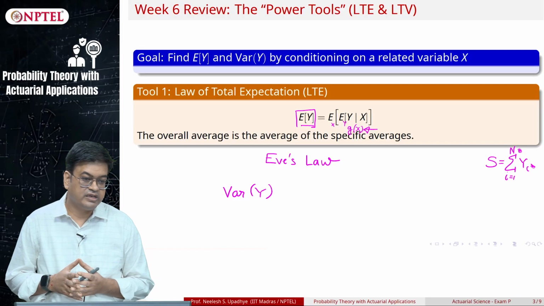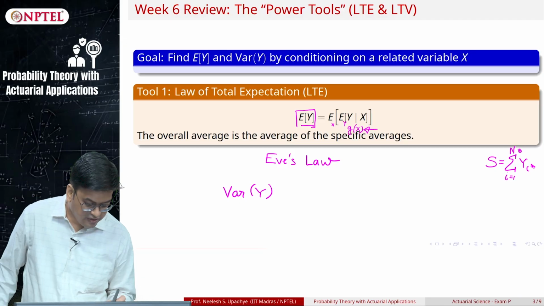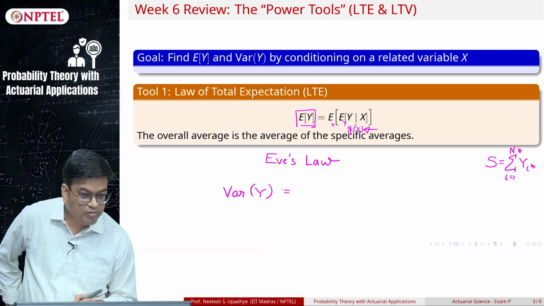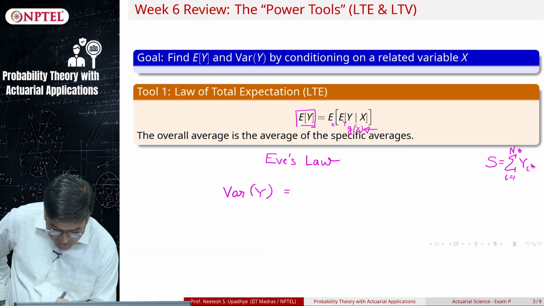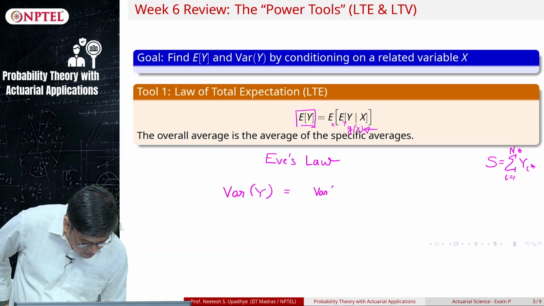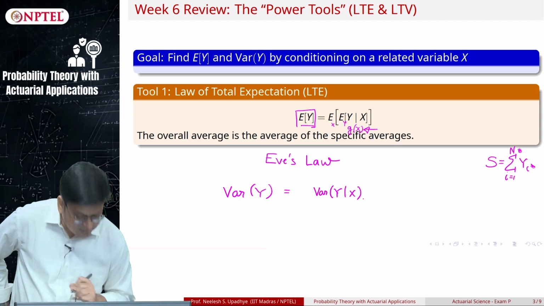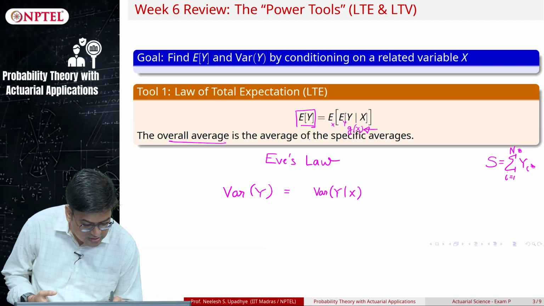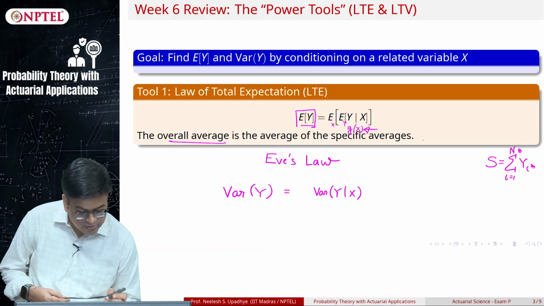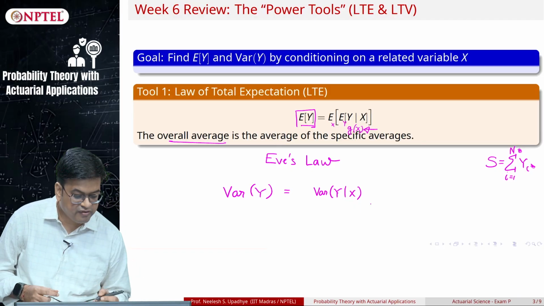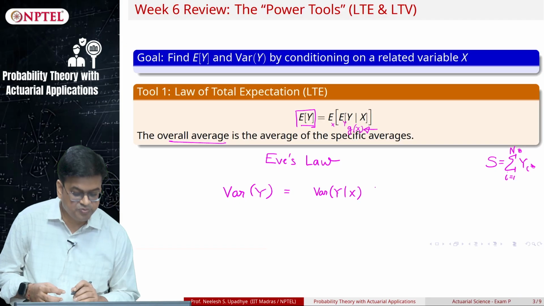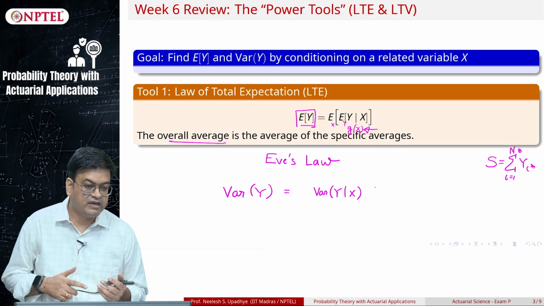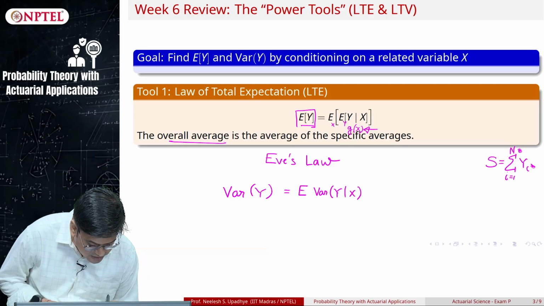So this law of total variance that we derived is a significant help for us, because when I talk about this, I am talking about the variance of y given x. As I mentioned here, the overall average is the average of specific averages. In this case, I have taken the variance of specific random variables, and I want to get the aggregate variance, right. So I will take expectation of this.